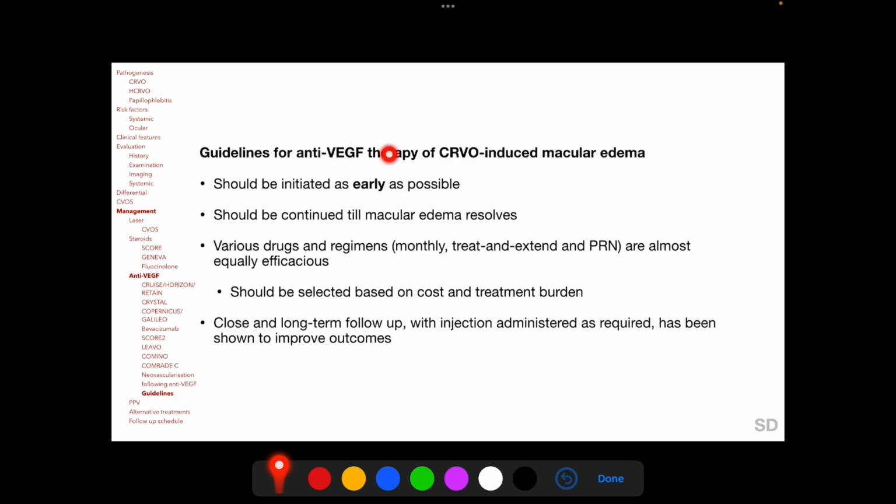So anti-VEGF therapy for CRVO-induced macular edema should be initiated as early as possible, should be continued till macular edema resolves, and any drug or regimen, either monthly, treat and extend, or PRN, have been found to be equally efficacious and should be selected based on cost and treatment burden, but close and long-term follow-up with injection administered as required has been shown to improve outcomes and is highly recommended.